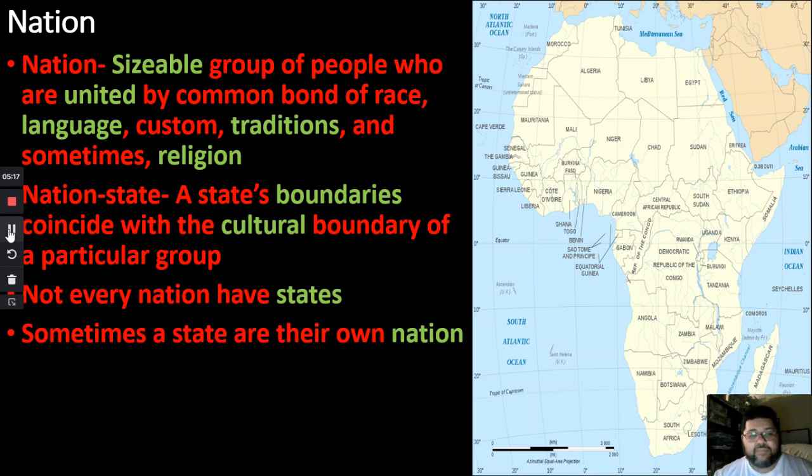Now, if anything you need to remember, it's the last two parts. Not every nation has states, and sometimes a state is its own nation. A great example would be the Vatican, where the Pope is. The Vatican is its own nation. They're the smallest nation in the world, but they're inside of another nation, which is Italy. So you have a country basically inside another country.